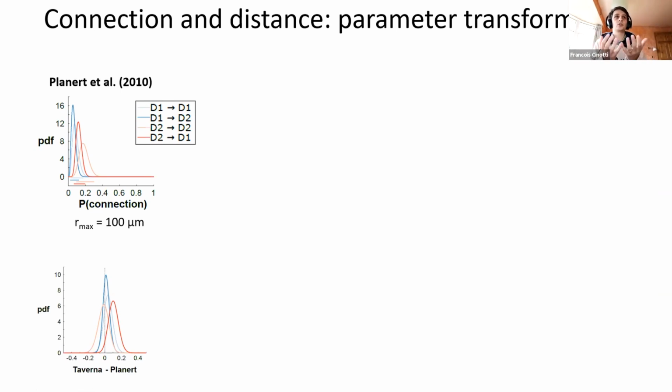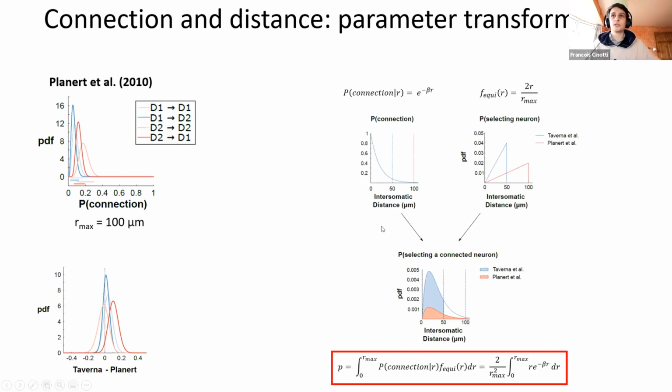And if you're sampling in a larger area, and if you assume that neurons which are further away are less likely to connect, then this might explain the discrepancy between the 2 studies. And so we wanted to find a way of reconciling the 2 studies. And to do this, we're going to use the following model. It's based on 2 components.